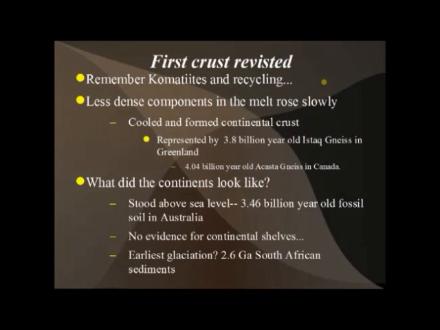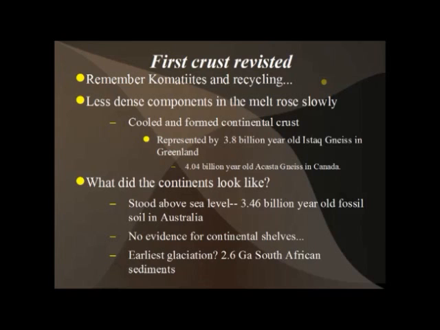What did the continents look like, though? These bodies of granitic or granitoid rock. Well, they probably stood above the sea level. We can see evidence in Australia of a fossil soil, a paleosol of about 3.46 billion years old. When we look outside of the continents, or outside of these cratons, we don't see any evidence for continental shelves. Doesn't mean that they're not there. They could have been eroded, sure.